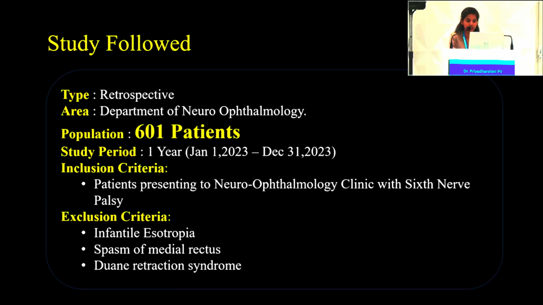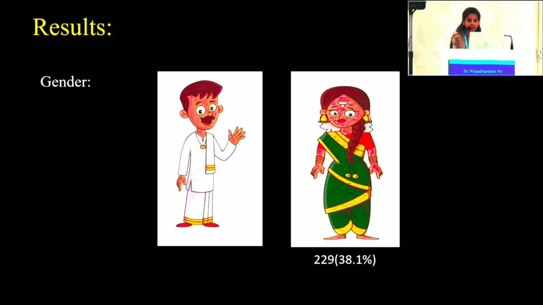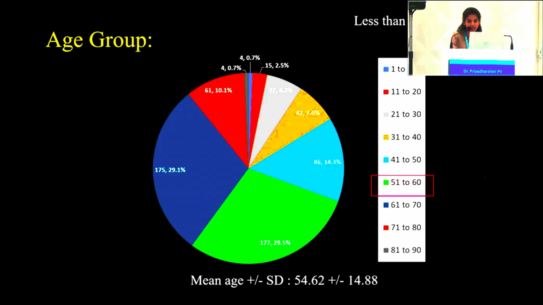Patients with infantile esotropia, spasm of medial rectus, and Duane's retraction syndrome were excluded from the study. Considering the gender distribution in patients with sixth nerve palsy, the majority were males compared to females, with an incidence of about 62% in males and 38% in females.